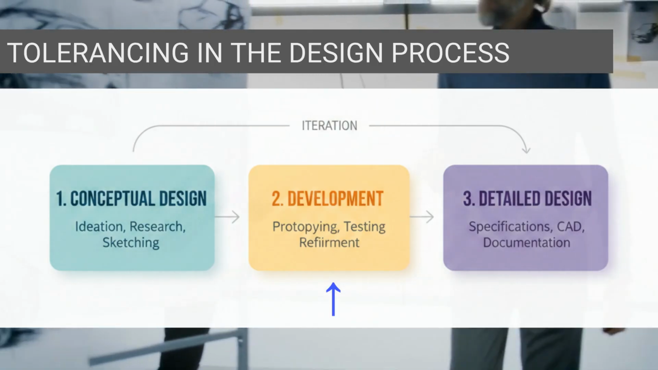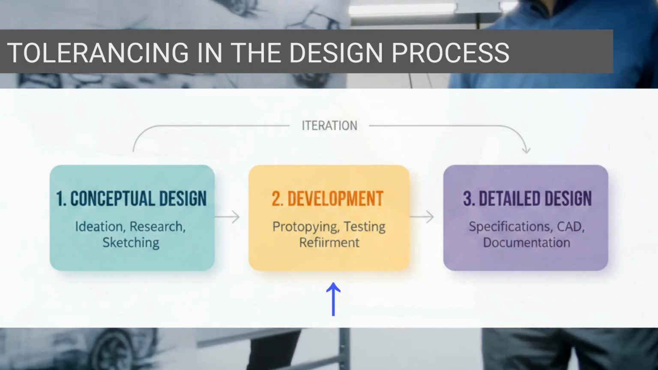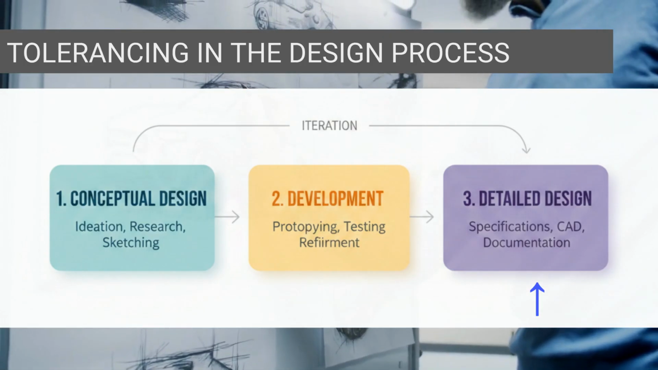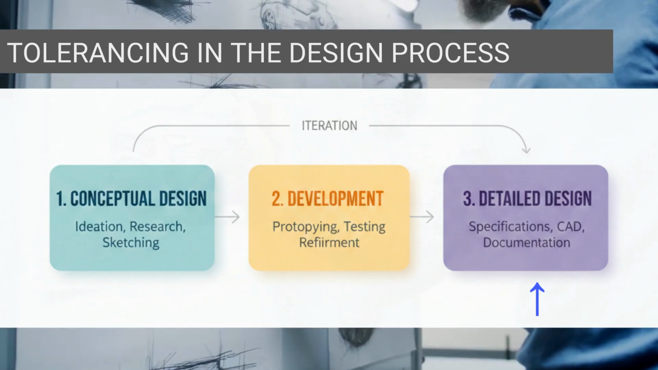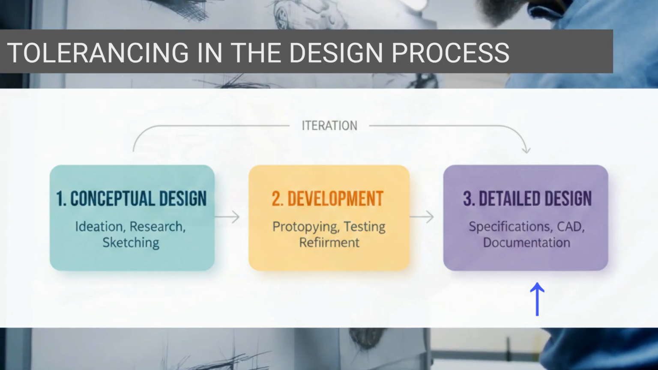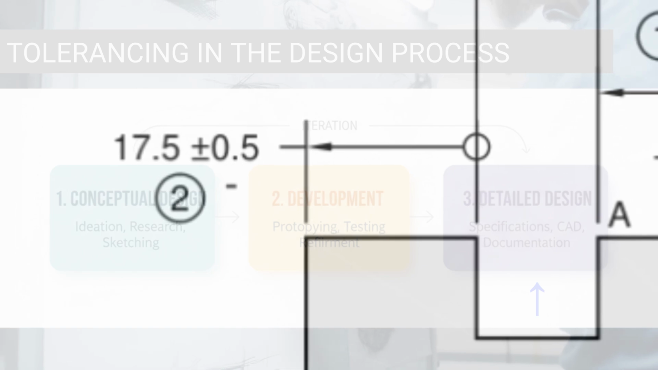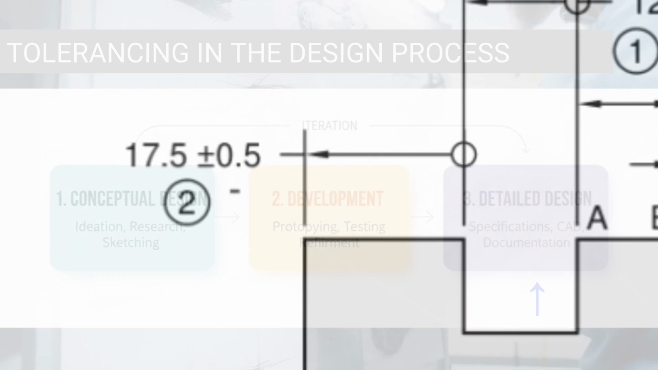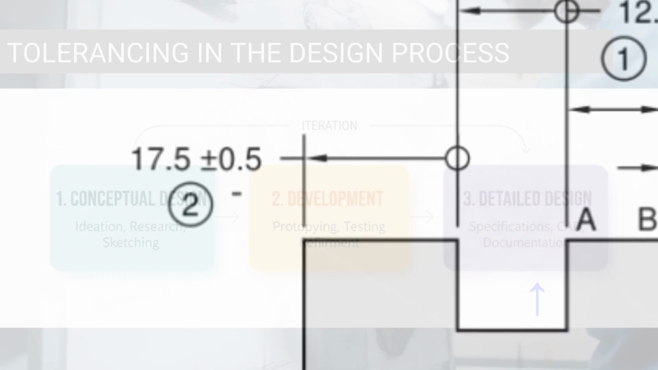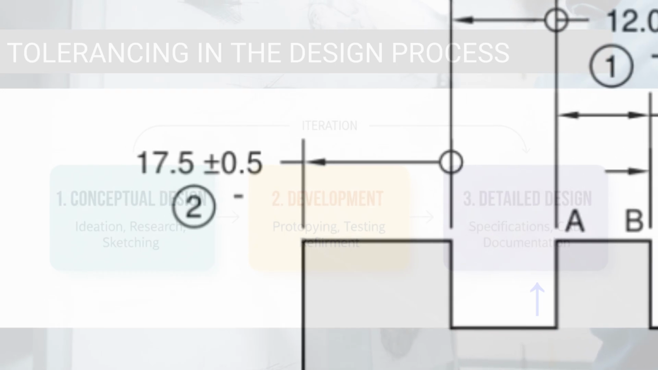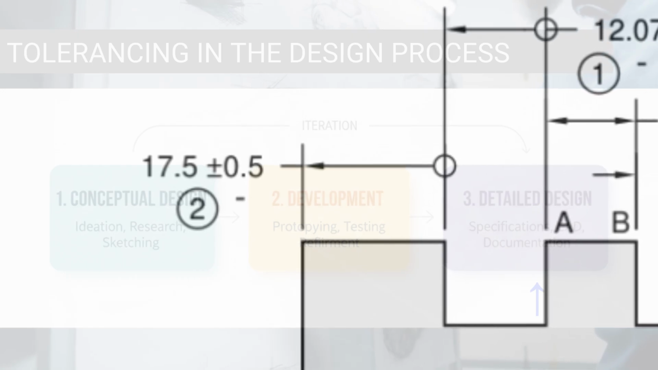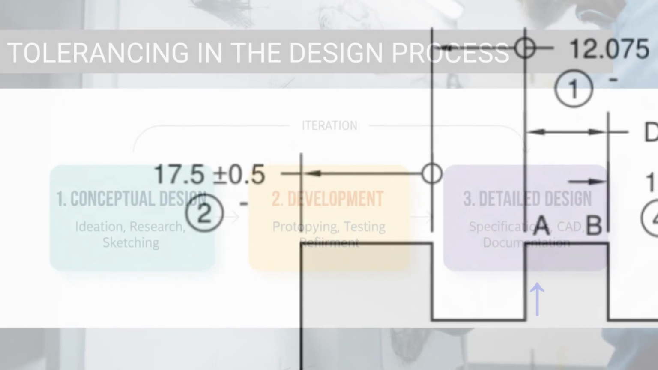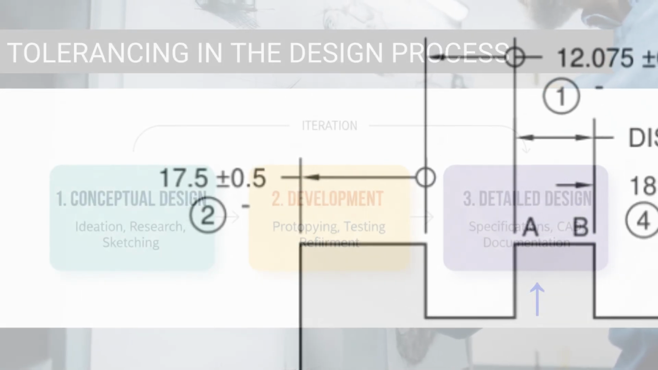Then tolerancing actually enters the picture in the detailed design phase, the final phase before your drawings go to a manufacturer. At this point, your CAD file becomes a legal document. It tells the shop floor exactly what dimensional variation is acceptable, and that decision carries weight. The effect of tolerances on manufacturing cost is arguably one of the most consequential specification choices you will make. Specify too tight and you can make a part completely impractical to produce at a reasonable cost.